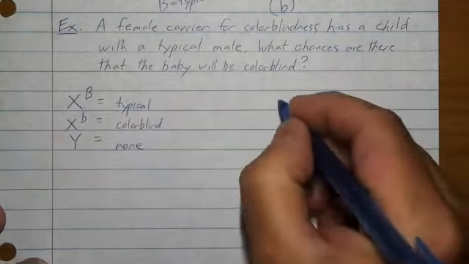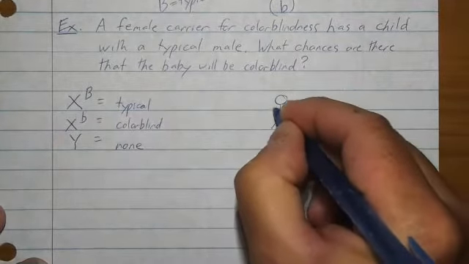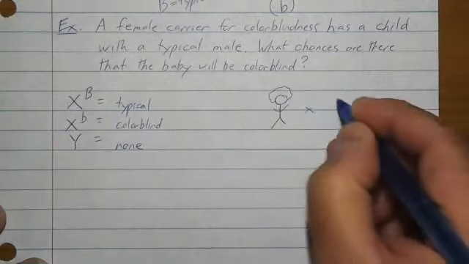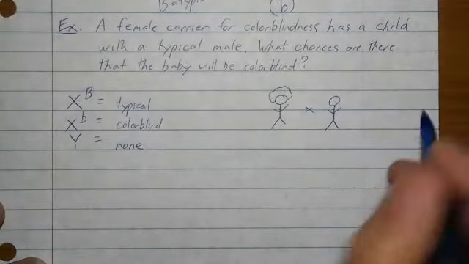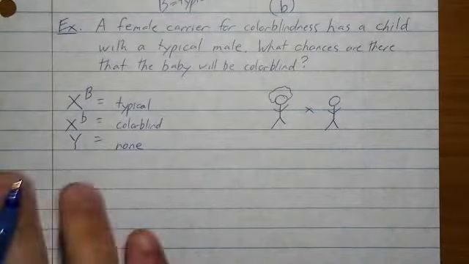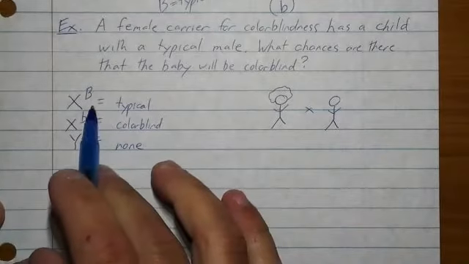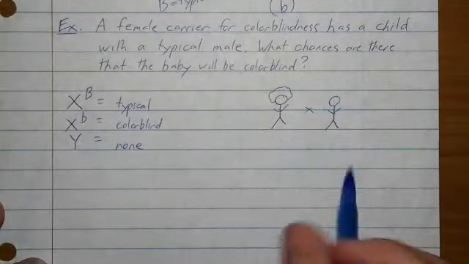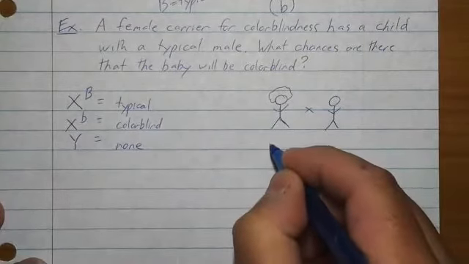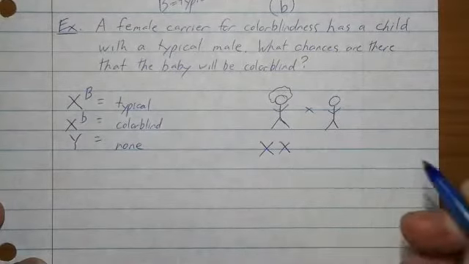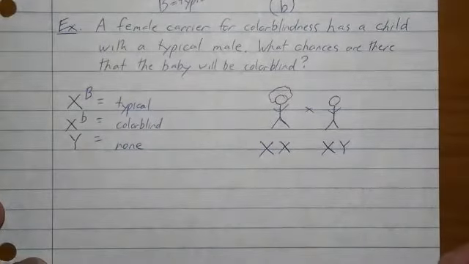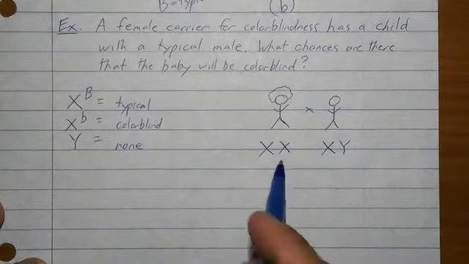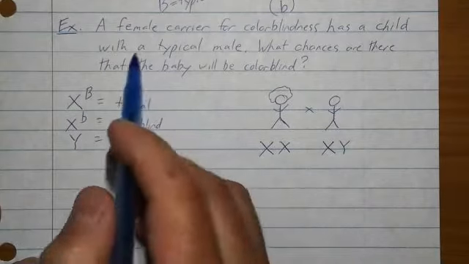Draw a picture. Okay, so let's draw up mom, dad. All right, here's where it gets a little different. Before you even get into capitals or lower cases, you need to start off with their sex chromosomes. So mom must be XX and dad must be XY. Boom, right off the bat. All right, let's go back to the problem.